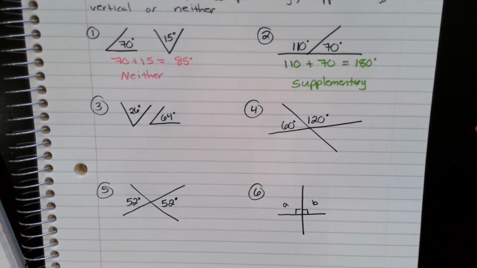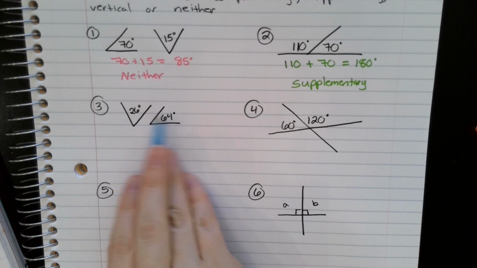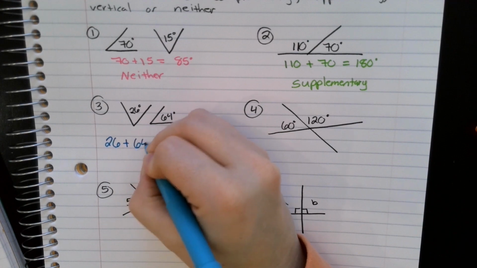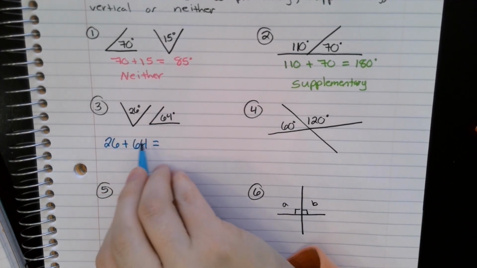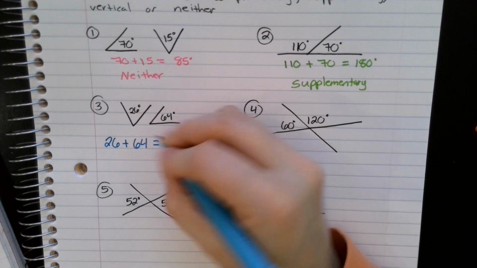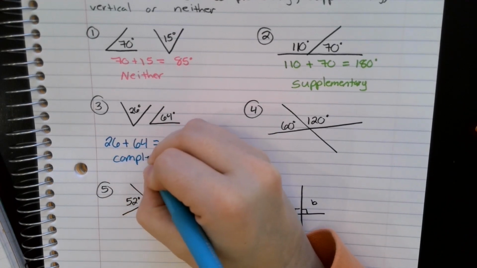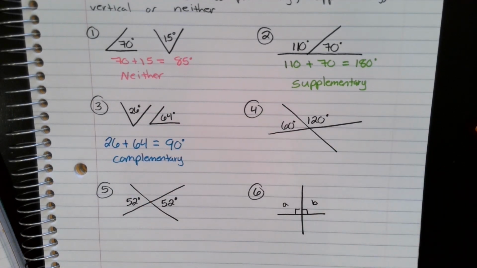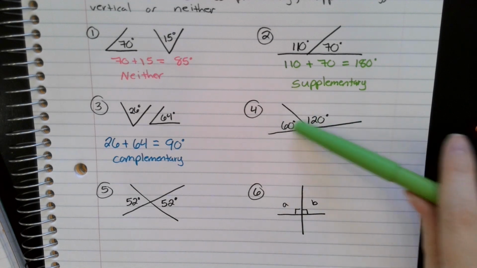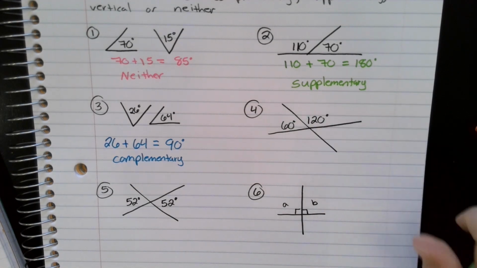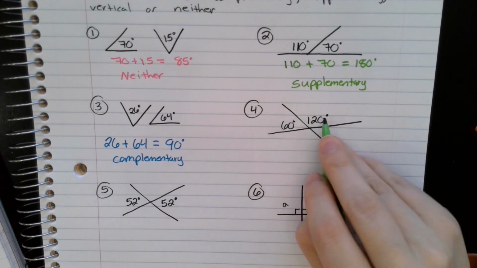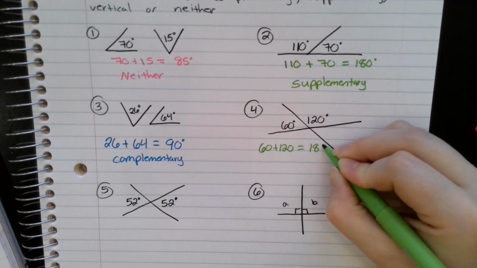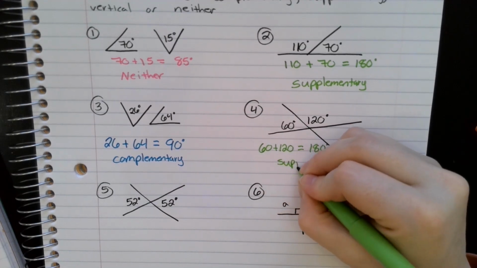Okay, for problem number three, again, they're not vertical because they're not equal. So therefore, we can go ahead and add the two angles together to see if we get any relationship there. 26 plus 64 is going to give us 90 degrees. So that is a complementary relationship. Okay, for problem number 4, they're not equal. They're side by side, in fact. And if we take their angle relationship, add those two angles together, 60 plus 120, that is going to give us 180 degrees. So that makes it a supplementary relationship.